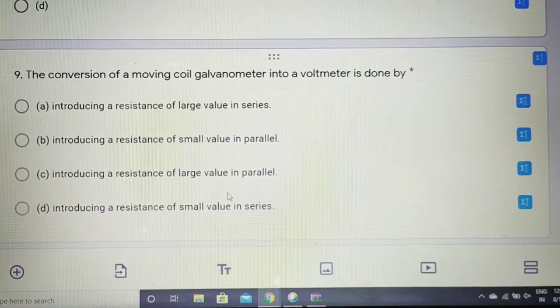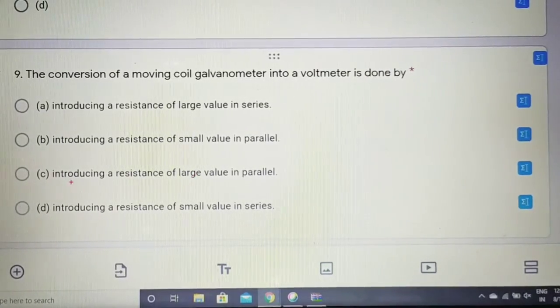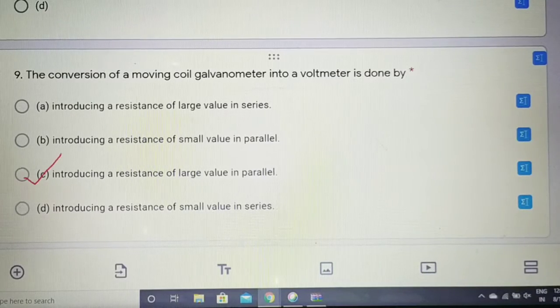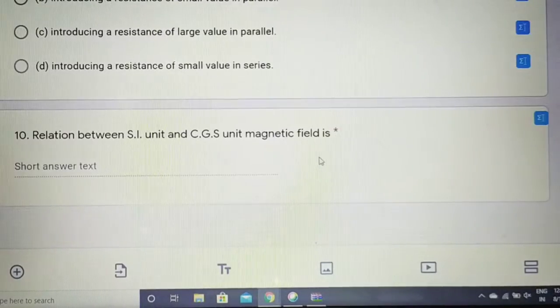The next question is the conversion of a moving coil galvanometer into a voltmeter. How can we convert a moving coil galvanometer into a voltmeter? We have to connect a very large resistance in series with the galvanometer. So you already know how we can do that. We have to introduce a large value of resistance. We already know this. This is a very direct question. Now let us see the next question.